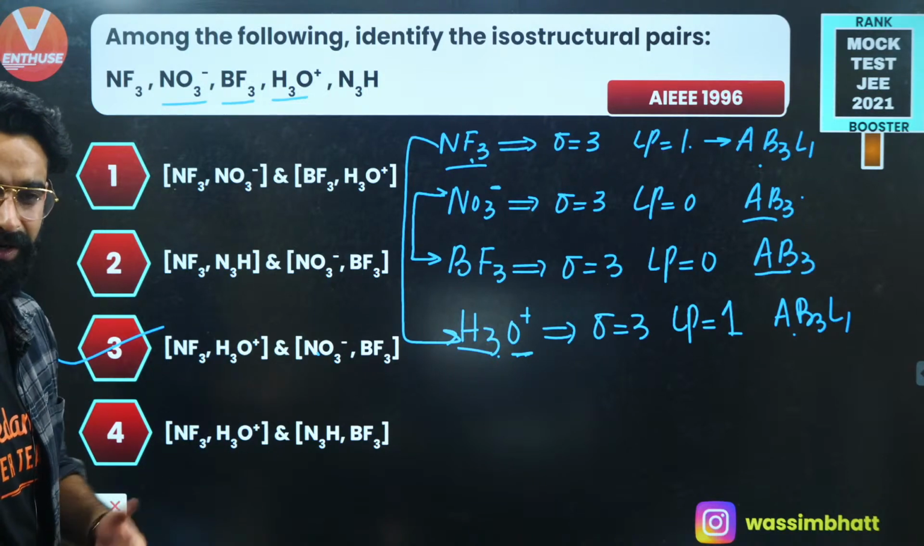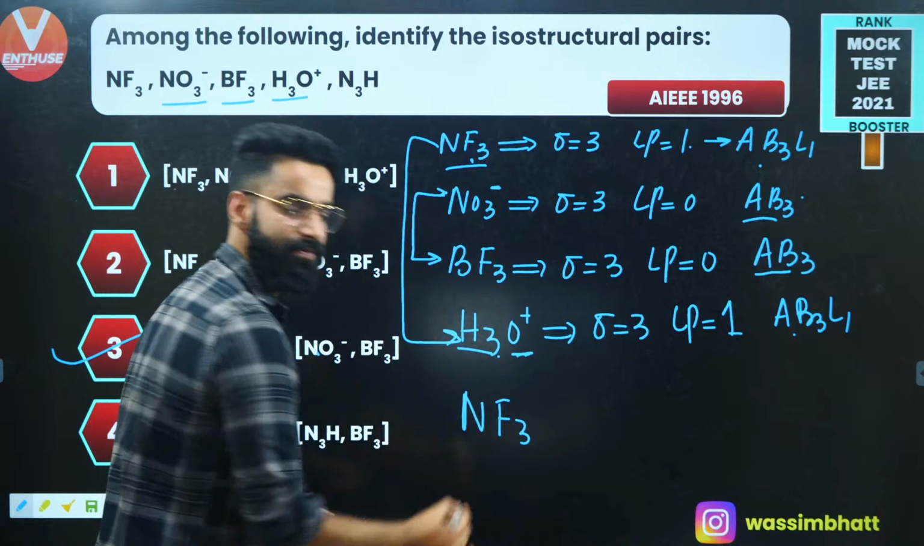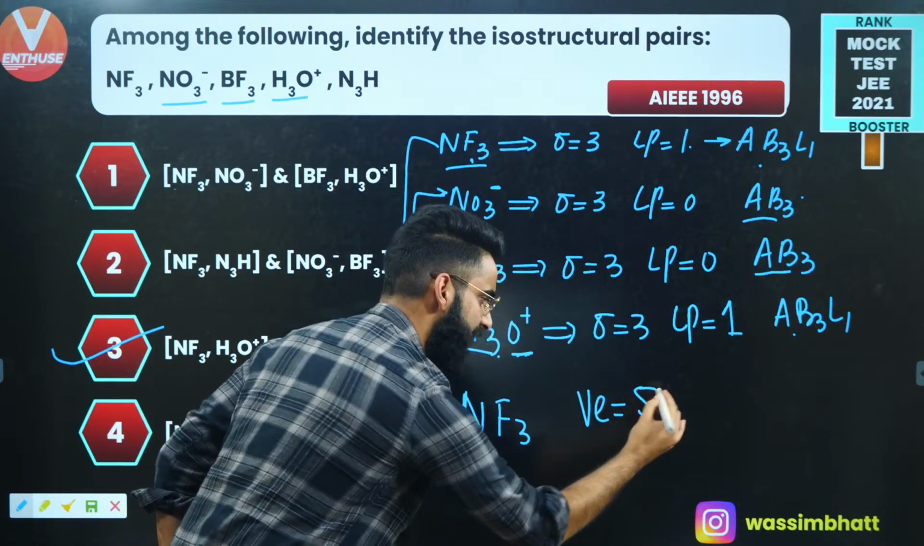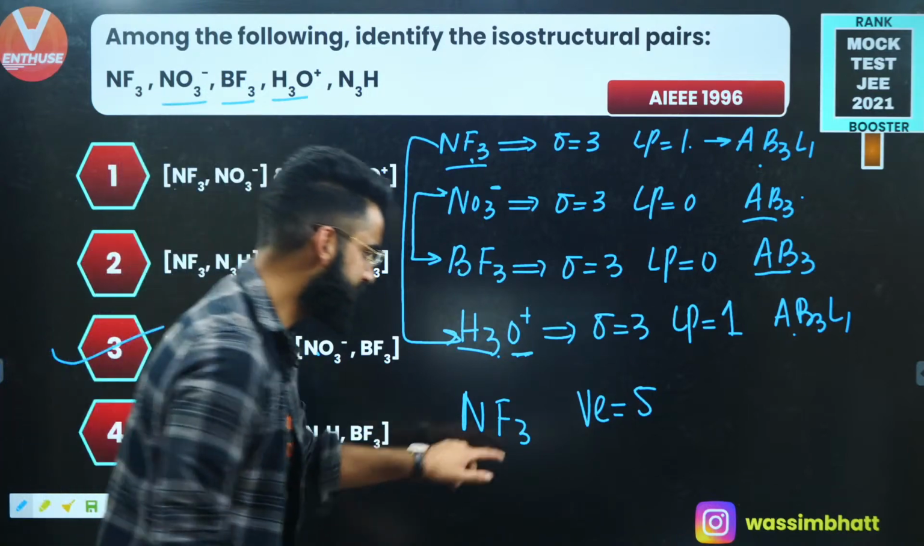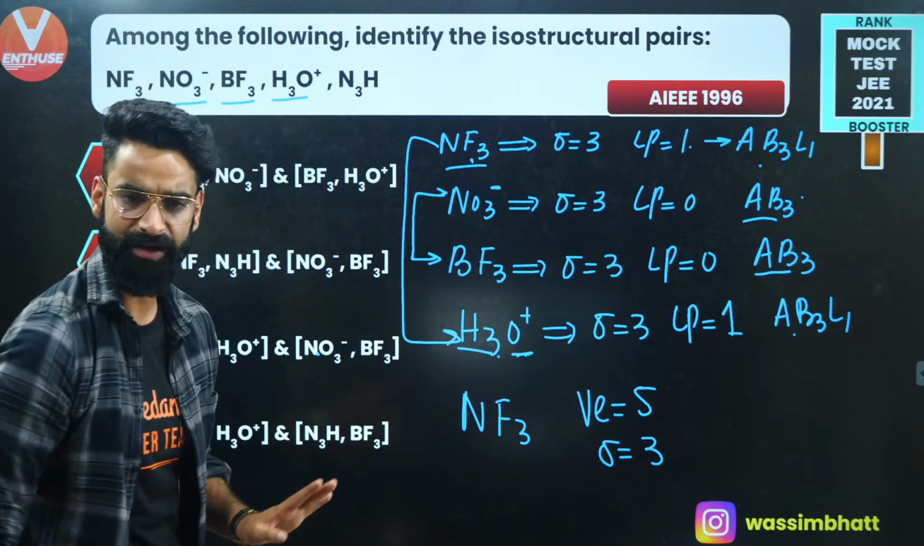How to calculate the lone pairs? It's simple. See, if you talk about NF3, how many valence electrons does nitrogen have? Nitrogen has 5 valence electrons, right? How many sigma bonds do we have? The number of terminal atoms, 3. So 3 sigma bonds over here we have.